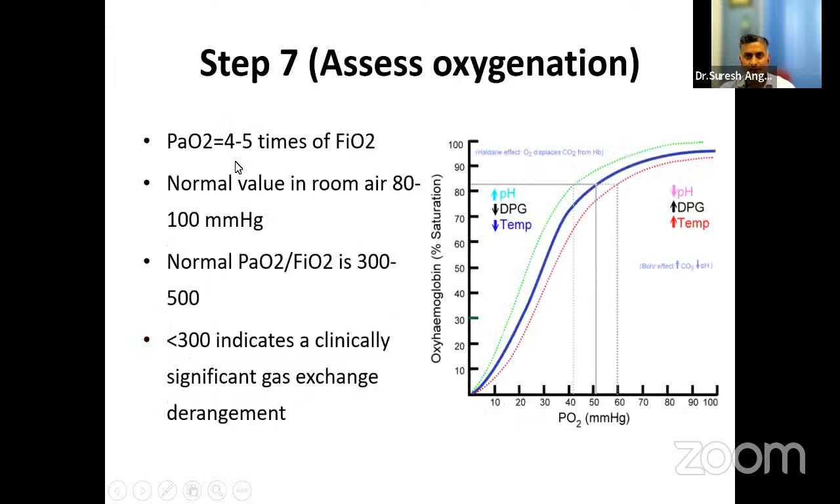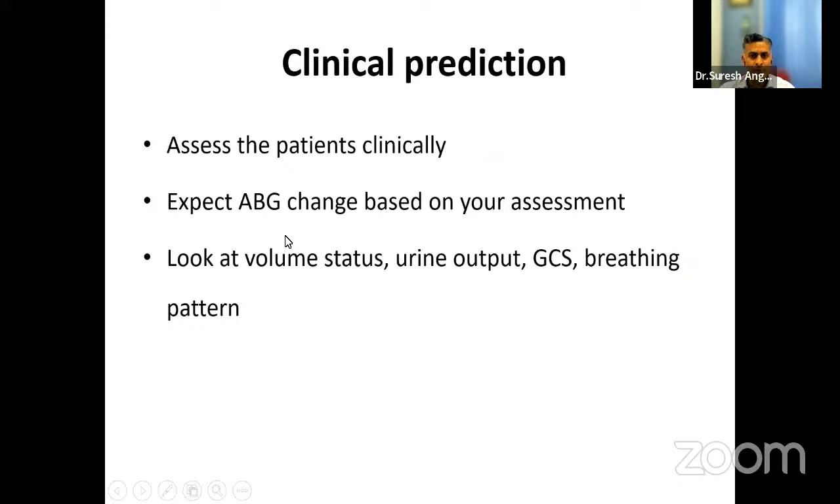So the next step is to assess oxygenation. We know that PO2 is 4 to 5 times FiO2, and the normal value of PO2 ranges from 80 to 120. The normal PF ratio is 300 to 500, and a value less than 300 indicates clinically significant gas exchange impairment. And we know that these days ARDS severity is also classified based on PF ratio and OI. So we can have a good assessment of oxygenation and ventilation by looking at PO2 and PCO2.